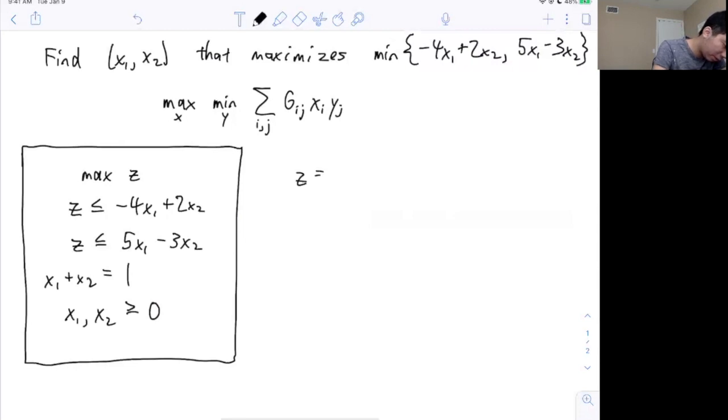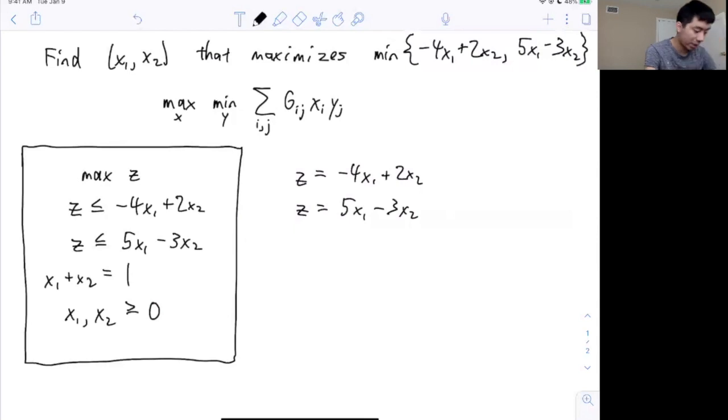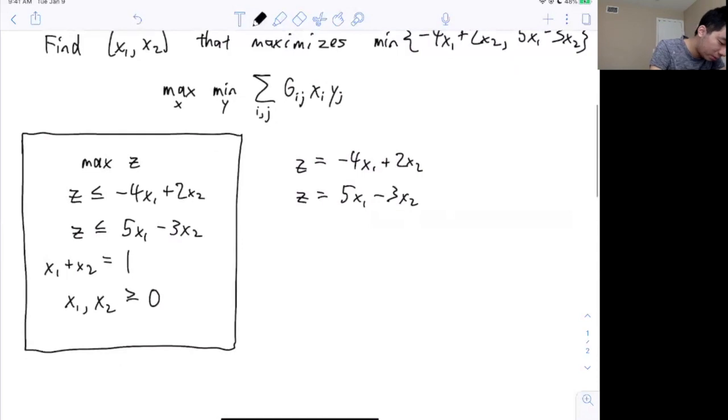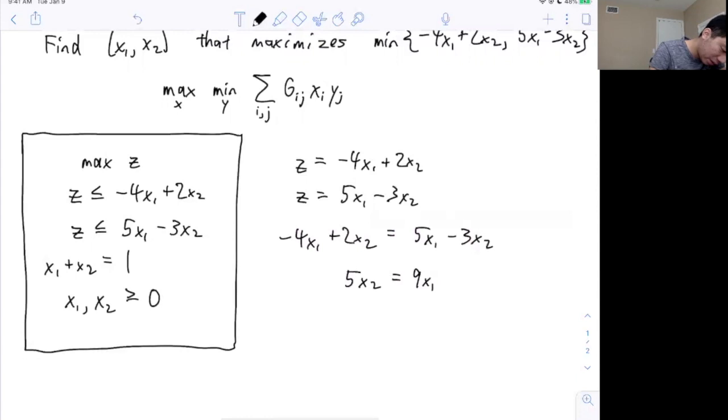So z equals -4x1 plus 2x2, and the second constraint is also met with equality. And then, of course, we have the x1 plus x2 equals 1 constraint. So now we can solve for x1 and x2. First, let's set these two equal to each other: -4x1 plus 2x2 equals 5x1 minus 3x2. We can do this with some algebra. 5x2 equals 9x1, so x2 equals 9/5 x1.